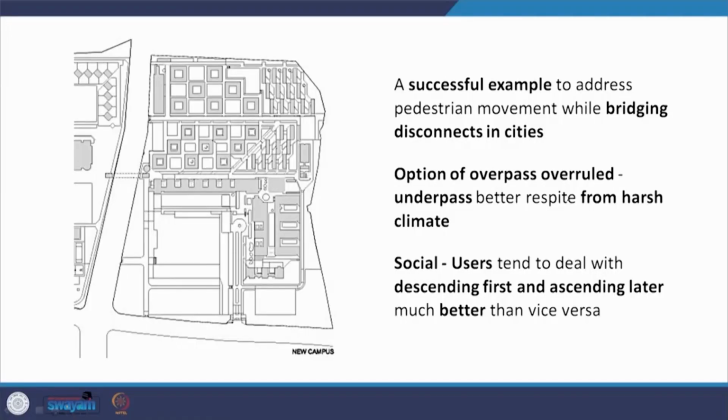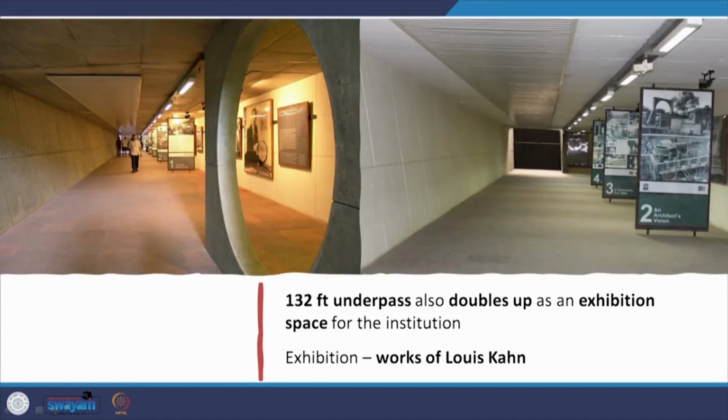And socially, what has been said is that users tend to deal with descending first and ascending later much better than vice versa, which would happen in an overpass. They would ascend first and descend later. This is a 130 feet underpass which also doubles up as an exhibition space for the institution, and it exhibits the works of Louis Kahn.